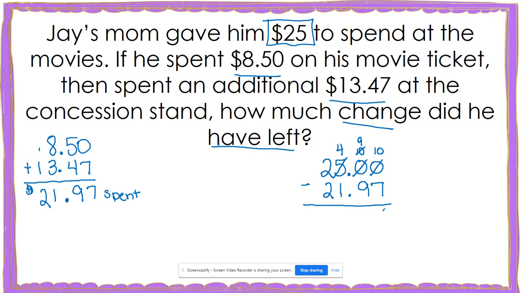10 minus 7 gives me 3. 9 minus 9 gives me 0. I'm going to bring down my decimal. 4 minus 1 is 3. And if I do 2 minus 2, that's 0, but I don't necessarily need to write that 0 because it doesn't tell me anything. What I know now is that Jay has $3.03 left over.